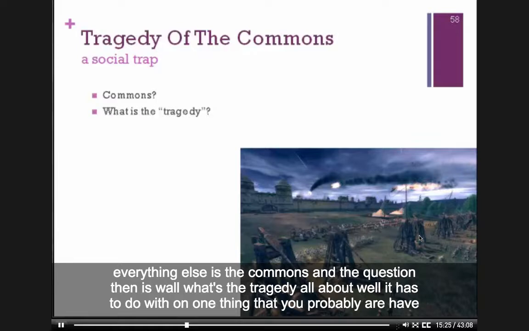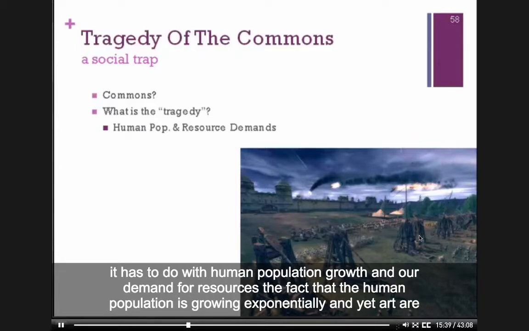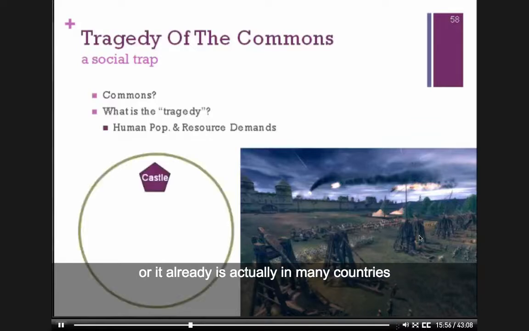And the question then is, well, what's the tragedy all about? Well, it has to do with one thing that you probably have already figured out by now, but another one which you're just now learning about. It has to do with human population growth and our demand for resources. The fact that the human population is growing exponentially, and yet our resources that we demand are not growing exponentially. And that is going to create a huge tragedy in the future, or it already is actually in many countries.